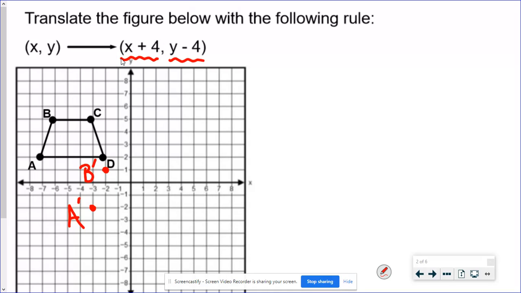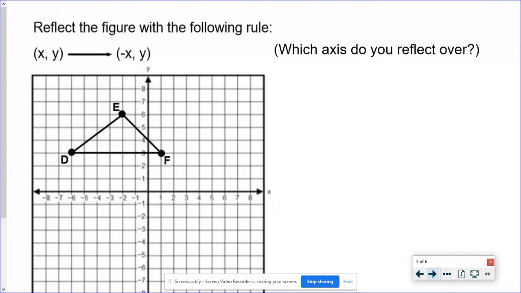Point C, 1, 2, 3, 4, 1, 2, 3, 4. Still a horizontal segment with point B prime, which is good. And then D, 1, 2, 3, 4, 1, 2, 3, 4, also lined up with point A prime, which is what we were hoping for. Because it's a translation, these should be congruent shapes, and they are.